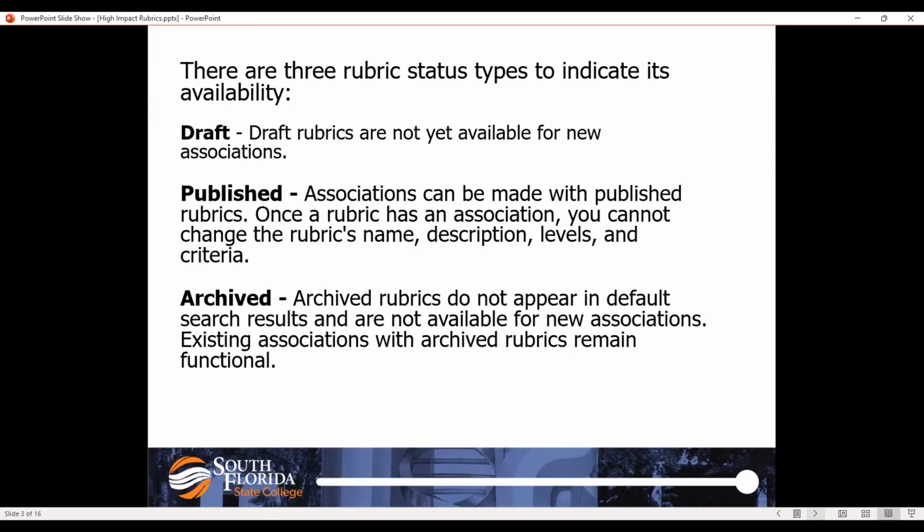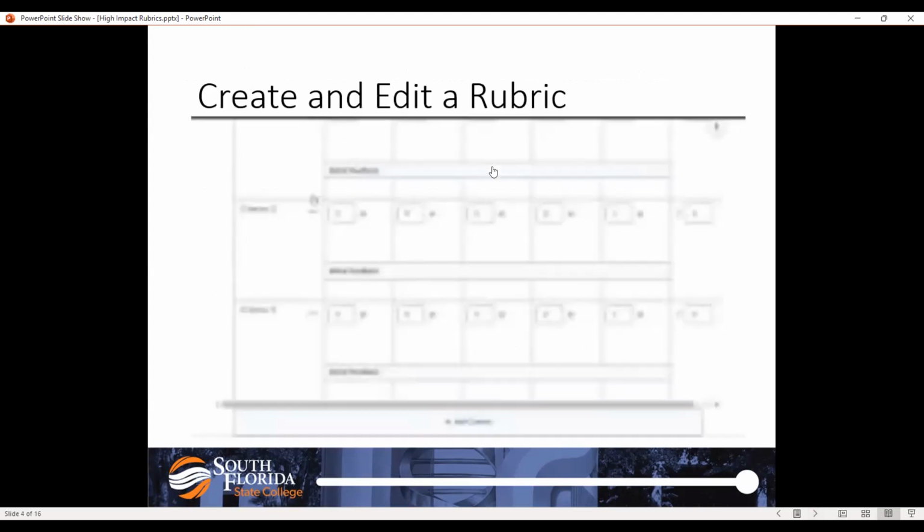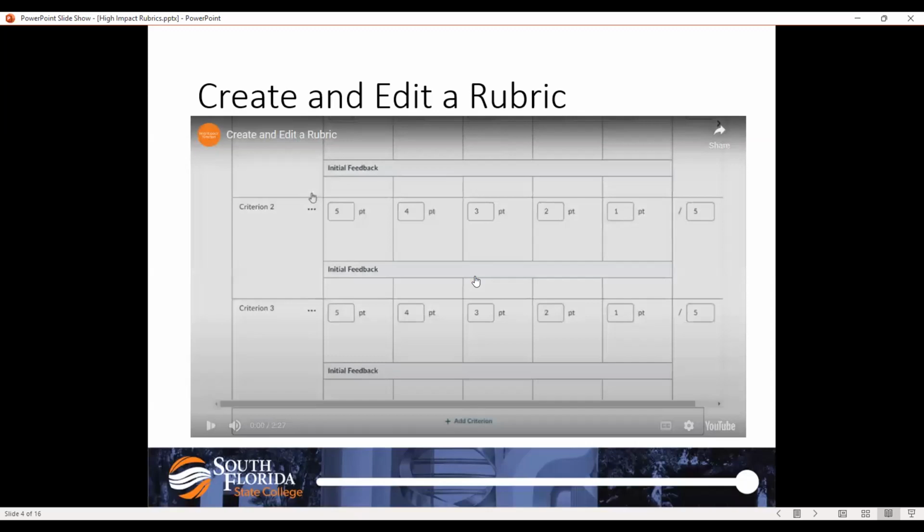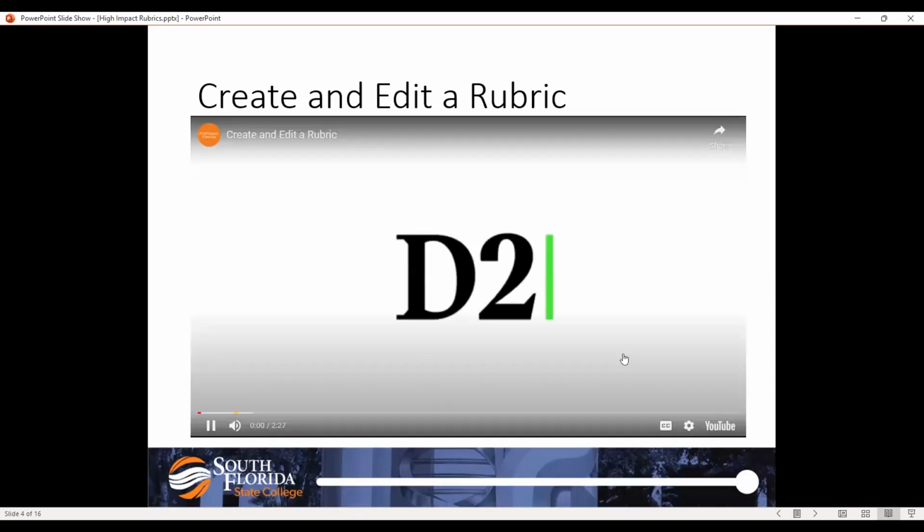And so the next screen, I'm going to have a little how to create and edit a rubric. It'll be a video. So let me undo my headphones here because I learned last time I have to have my speaker on for you to hear it. So I'm going to play this video.